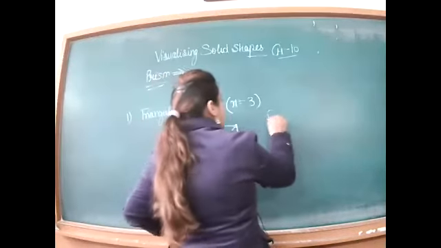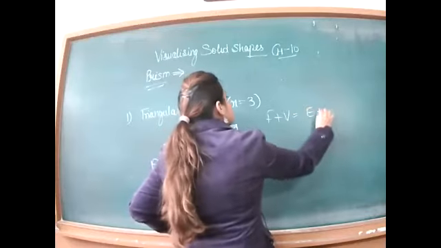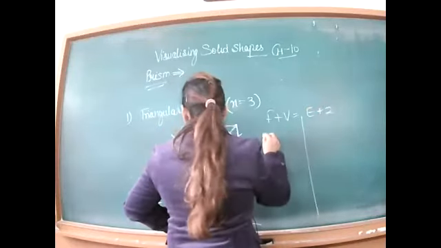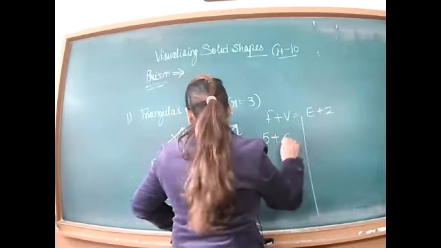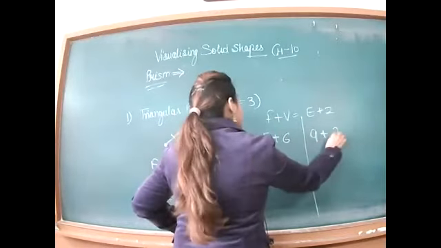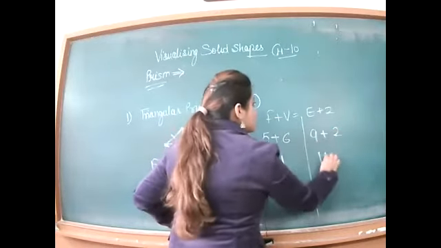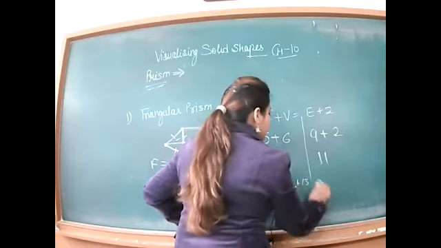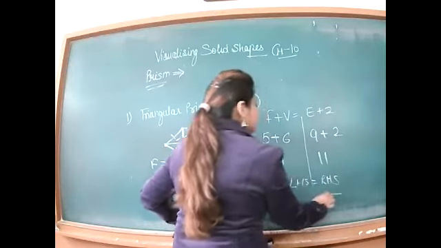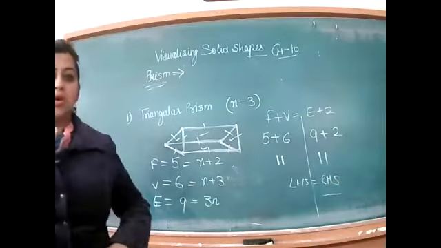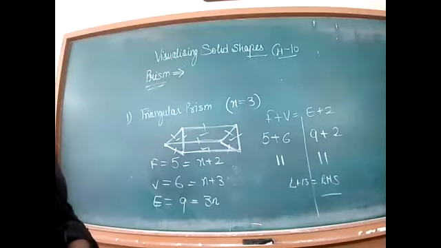Now verify f plus v is equal to e plus 2. Faces are 5, vertices are 6, so that is 11. Edges 9, 9 plus 2 is also 11. So left hand side is equal to right hand side. Got it? Please note it down.